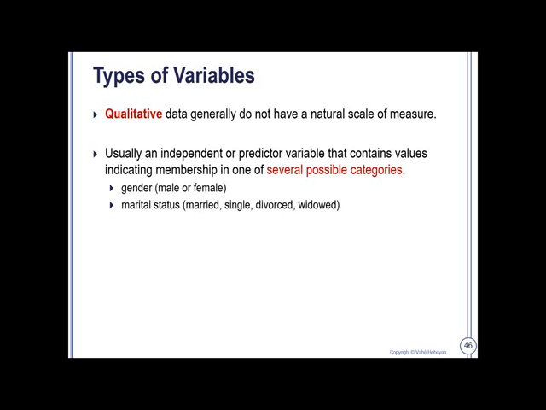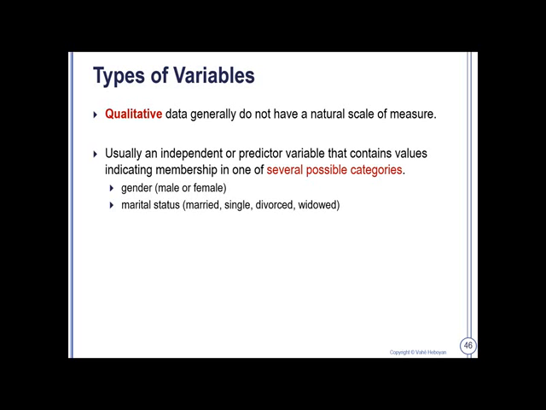They are usually used as independent variables or predictor variables in our equations, like the x variables, that contain values that indicate membership in one of several possible categories. For example, gender is qualitative data. And gender, you can either be a male or female, for example, if you were using only the binary version of classifying gender.